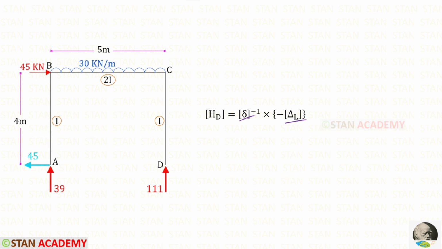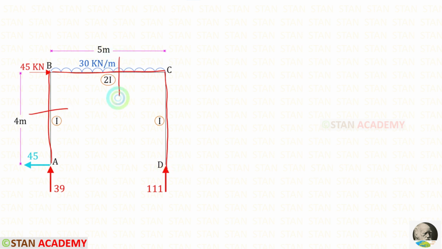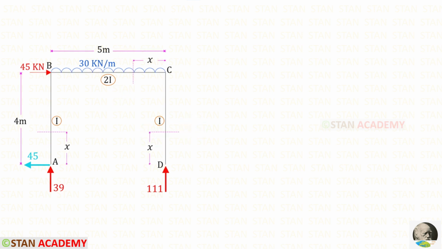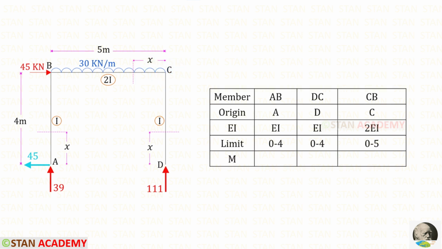We have to make sections. In this frame, there are three different parts: AB, BC, and CD. So we have to make three sections: one in AB, one in BC, and one in CD. You can see that I have made three sections. This section I have made at a distance of x from A. This section I have made at a distance of x from D, and this section at a distance of x from C. Now let us make a table.